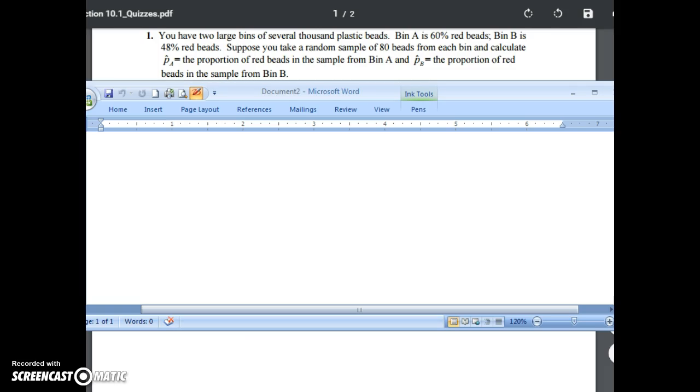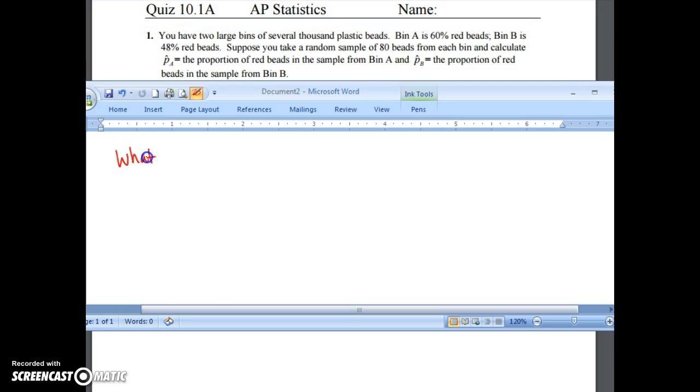Again, you have your large bins with 7,000 plastic beads, and bin A is 60% and bin B is 48% red. And we're taking a random sample of 80 from each of the bins, and then we're calculating a statistic. We don't have numbers, but I just want to show you, when they ask you the question, what is the difference, things that you would need to know.